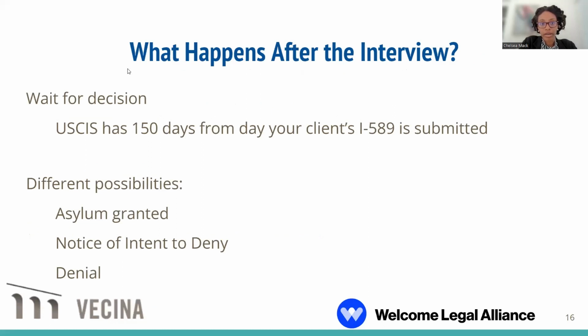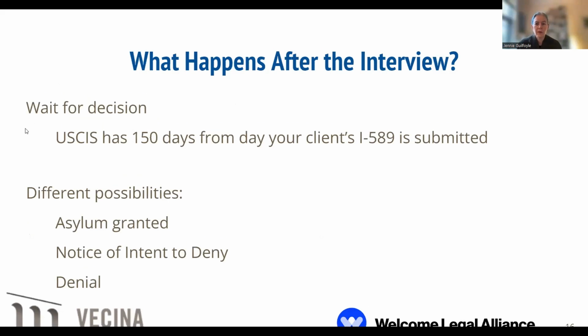Now, Jenny is just going to provide some information about what happens after the interview. So after the interview, the asylum office is supposed to make a decision. And Congress has said that for these Afghan asylum interviews, USCIS is supposed to issue a final decision within 150 days from the date the I-589 is submitted. That was a law that Congress passed right around the time of the evacuation in September of 2021.